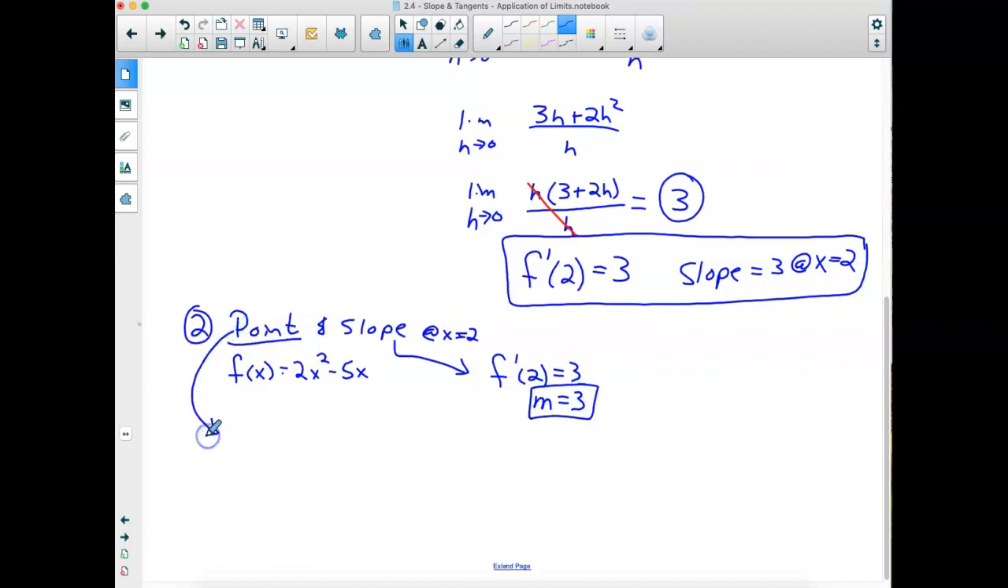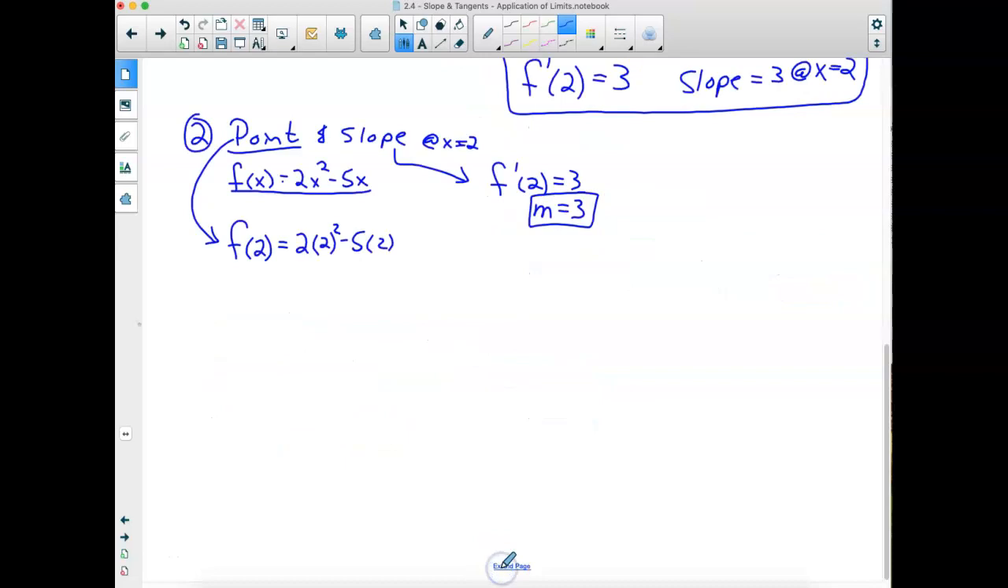But now I need my point, and my point is going to be the point on the original curve. We want an equation of a line tangent to this curve, so I need to find f of 2. That's going to be 2 squared minus 5 times 2. I'm afraid of all these 2's. There's tons of 2's here. So again, 2 squared is 4, times 2 gives me 8, minus 10. So f of 2 equals negative 2. Remember, that's just a crafty way to say the ordered pair (2, negative 2).